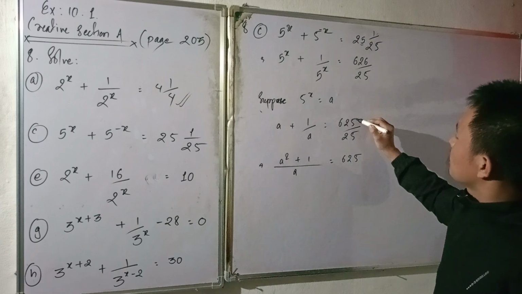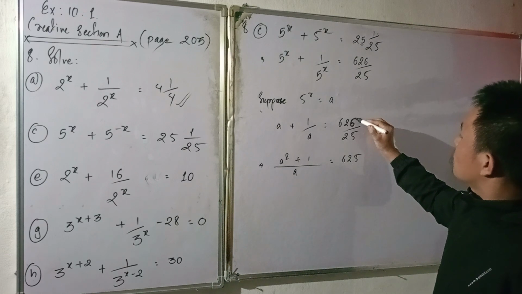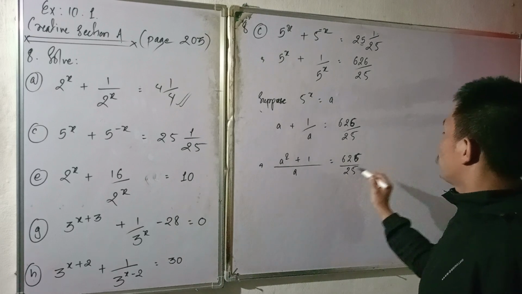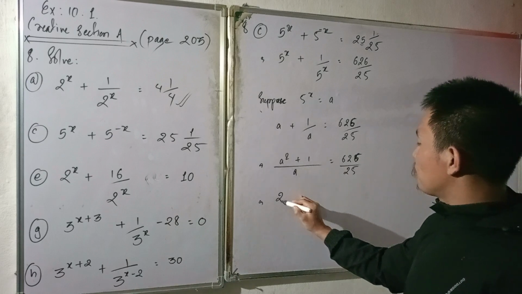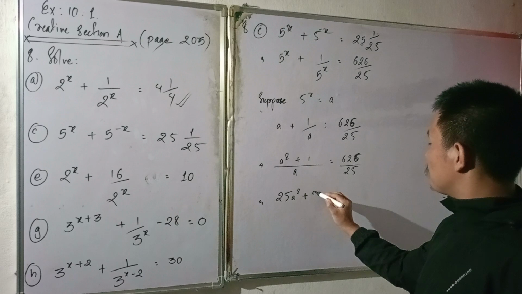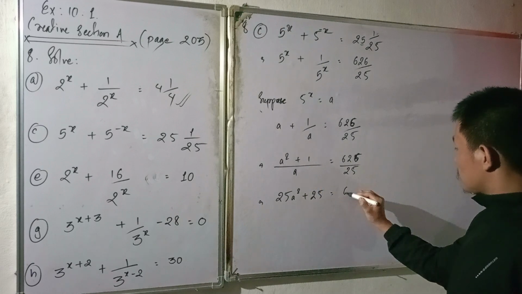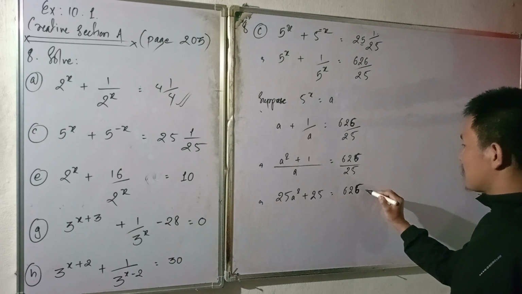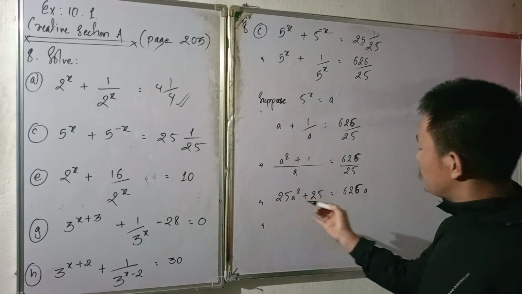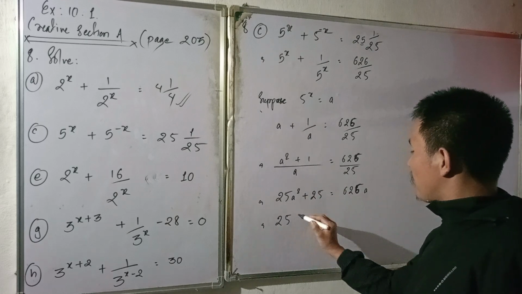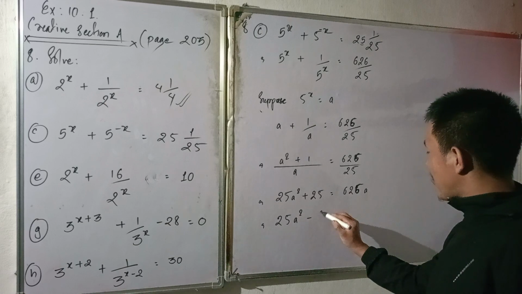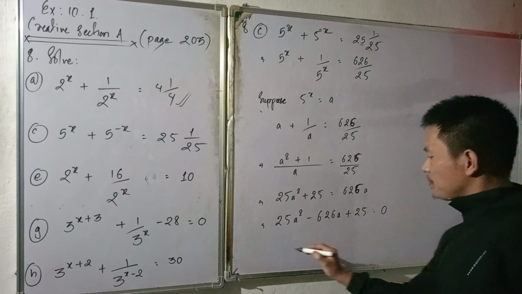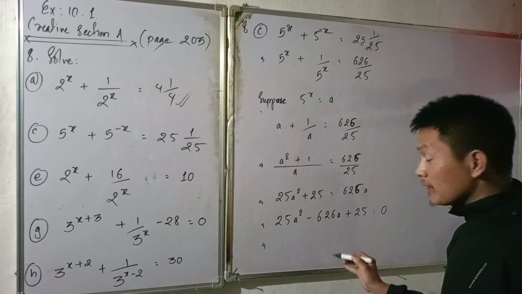So a squared plus 1 over a is equal to 626 divided by 25. Actually it is 626. Now just cross multiply: 25 a squared plus 25 is equal to 626a. Now just move this to the left hand side. 25a squared minus 626a plus 25, which is 25 into 1, in standard form.